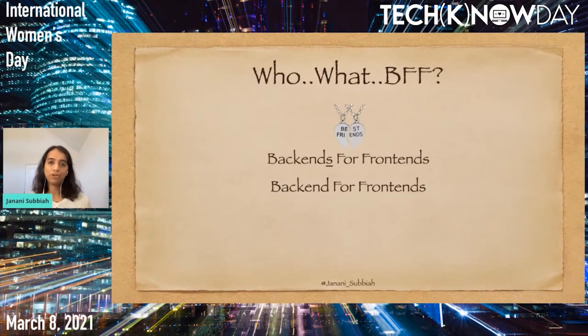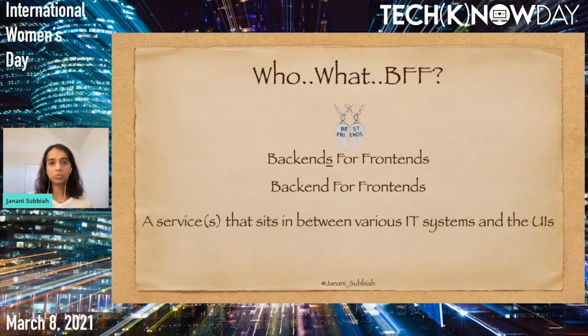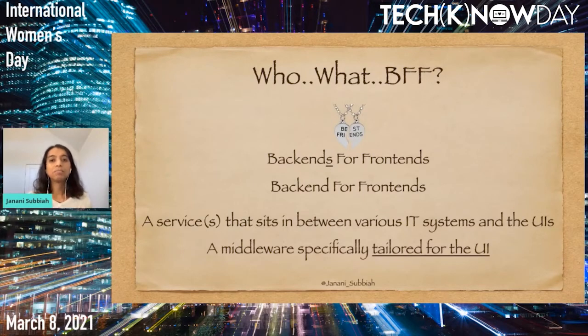But from an architecture point of view, a BFF can be thought of as a service that sits in between a single UI or multiple UIs and various other IT systems that the UIs would otherwise have to interact with for all UI related things. An important thing that usually comes up while talking about a BFF is, well, is this a middleware? Or if it is not, how is it different from a middleware? A BFF can be thought of as a middleware that is specifically tailored for UI experience. And that is how a BFF and a middleware are related.